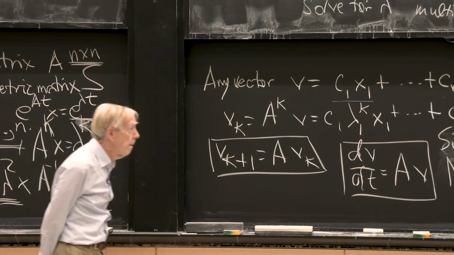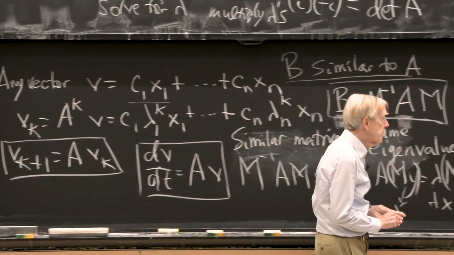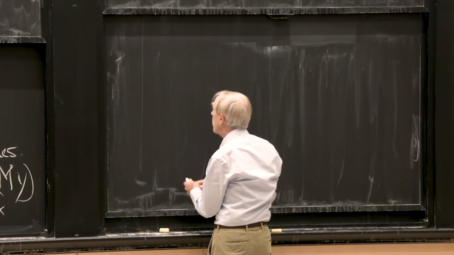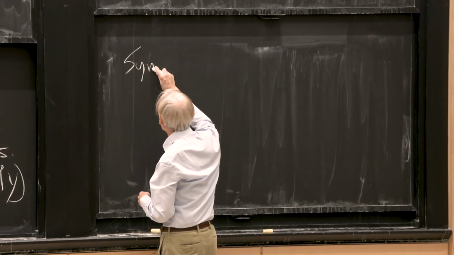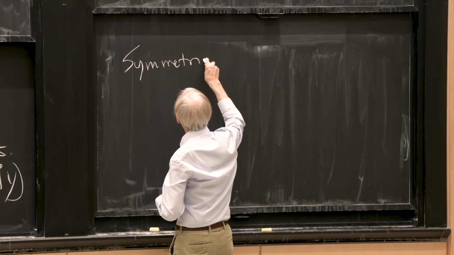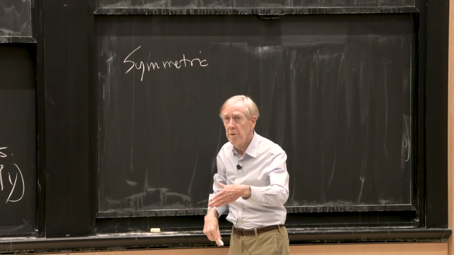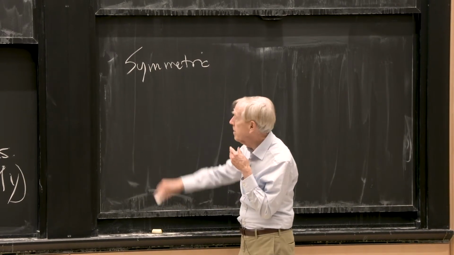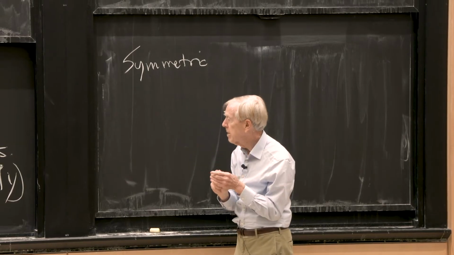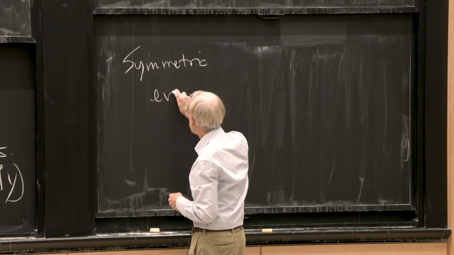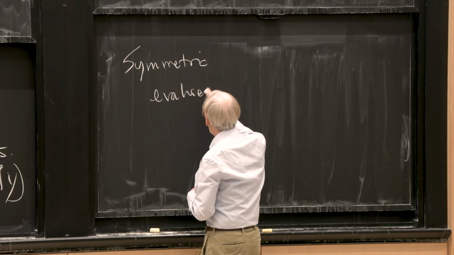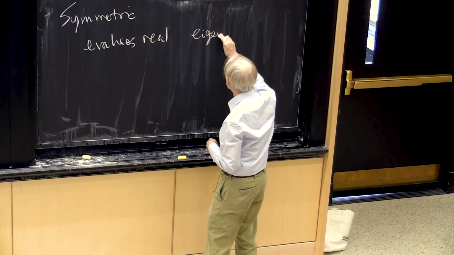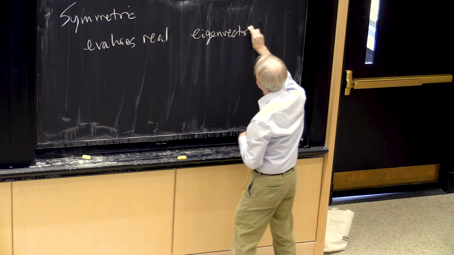Symmetric matrices. Okay. So now we're going to have symmetric, and then we'll have the special, even better than symmetric, symmetric positive definite. Okay, symmetric: you told me the main facts. The eigenvalues are real, the eigenvectors are orthogonal.